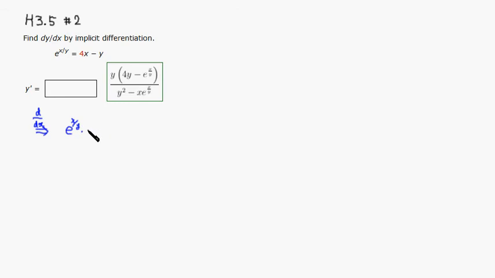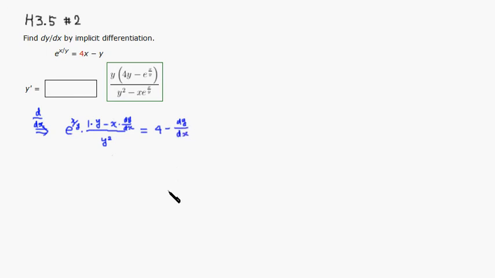the derivative of x over y, which is going to be, so I'm going to use the quotient rule, y squared on the bottom. Then you have the derivative of x is 1 times the bottom, which is y, minus x times the derivative of y, which would be dy over dx. Right? So this is equal to the derivative of 4x, which is 4, right? Minus the derivative of y, which is dy over dx.